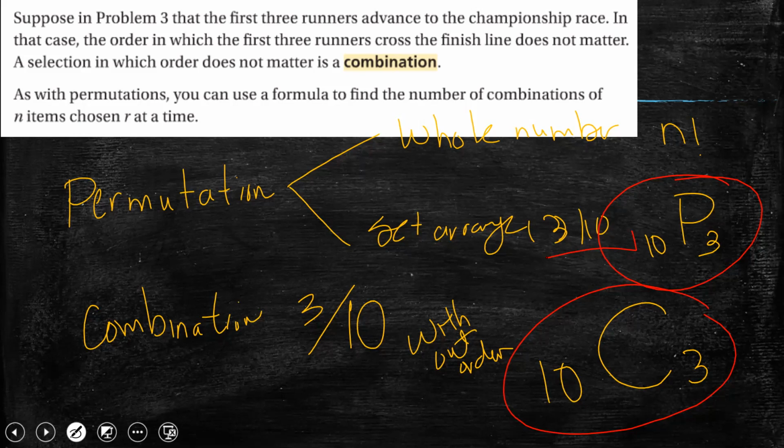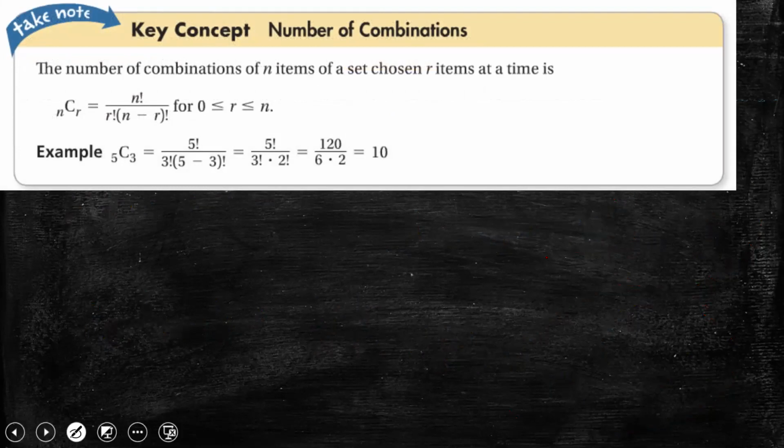So in this case, the order in which the first 3 runners cross the finish line does not matter. When you want to select and the order does not matter, we will use a combination. And since we have a formula for the permutation, we have a formula for the combination. What is the formula? I write it as C, as I told you, the number of combinations of 12 that I want to choose 3 from.